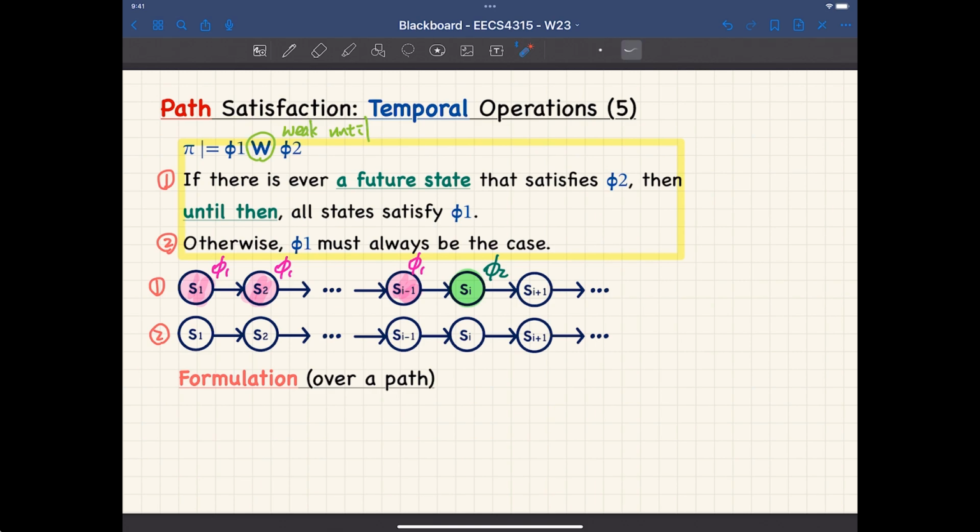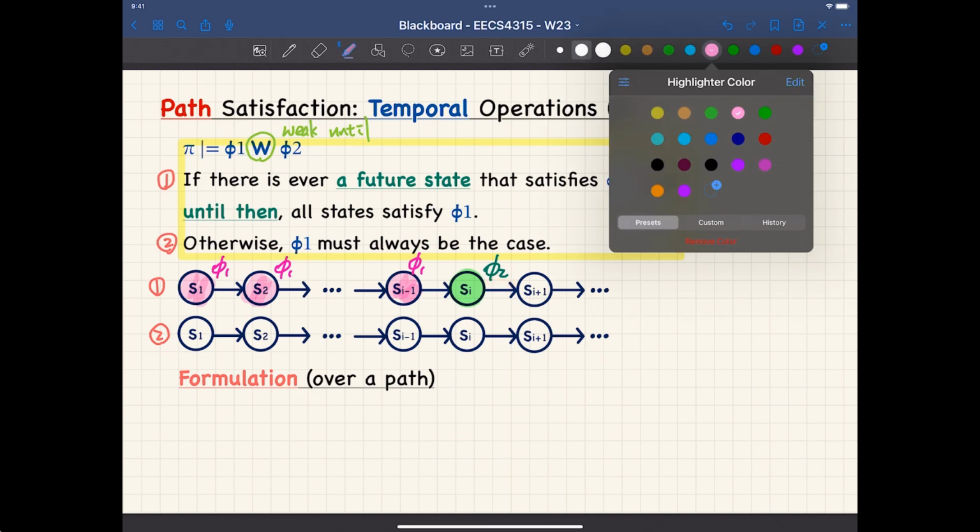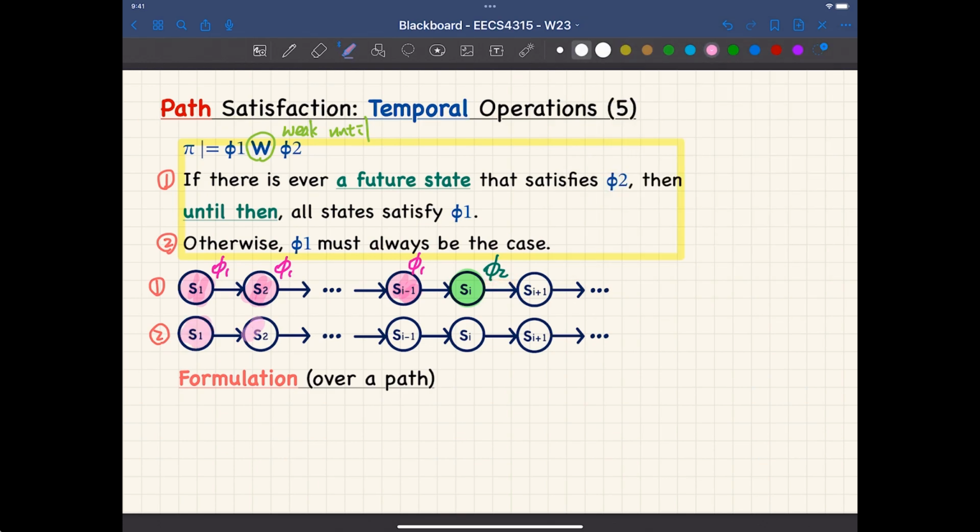And what about the second possibility? Otherwise, if you really cannot satisfy this, then phi 1 must be always the case. That means this phi 2 over here never gets established. In that case, you must guarantee that phi 1 is always the case. So phi 1, and also phi 1, and phi 1, and so on. All right?